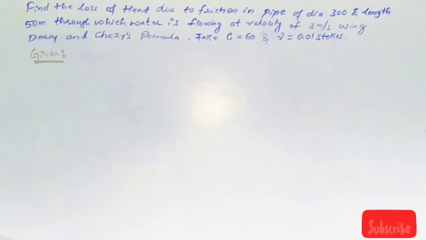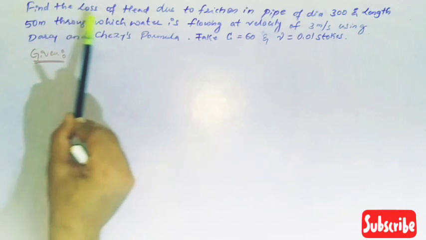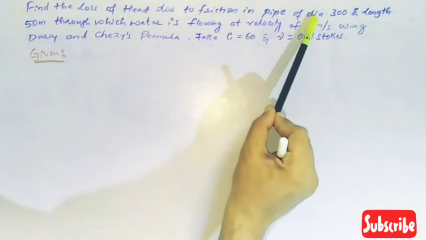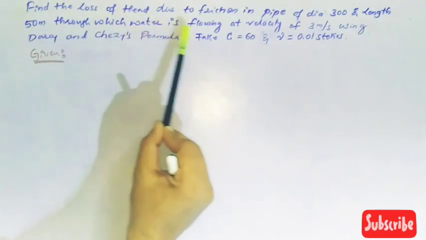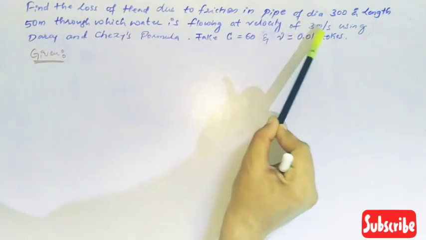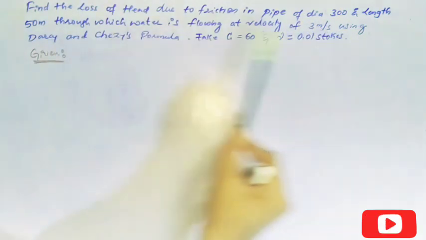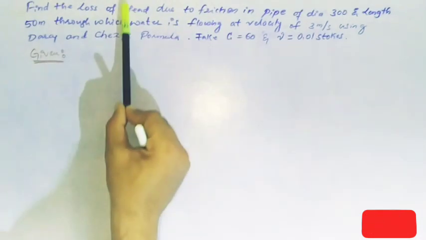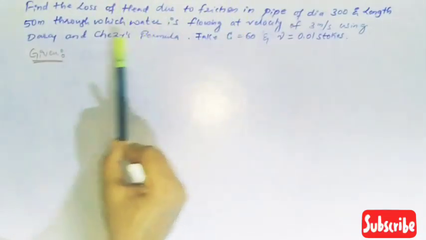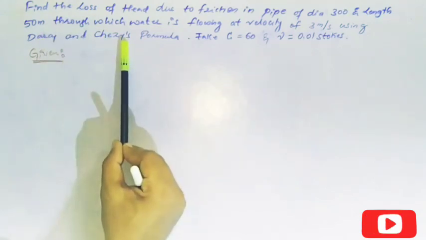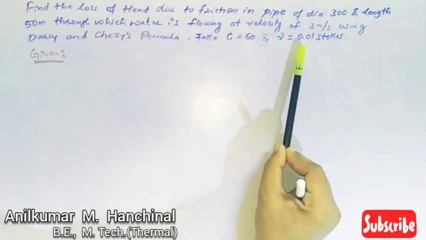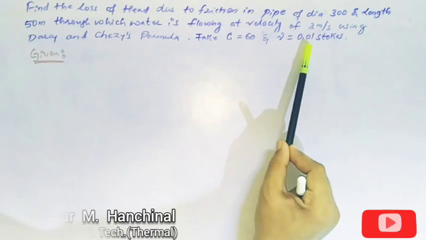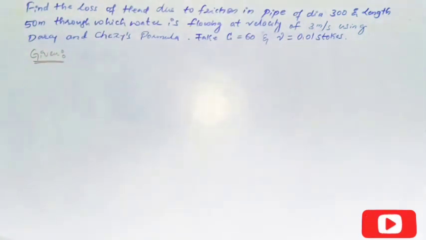So let us begin with the first numerical. The problem statement is: find the loss of head due to the friction in a pipe of diameter 300 mm and length 50 m through which the water is flowing at a velocity of 3 meter per second using Darcy and Weisbach equation formula. So I need to identify this friction loss by using Darcy and Chezy equation. Take C equals to 60 and mu, that is kinematic viscosity, that is 0.01 Stokes.